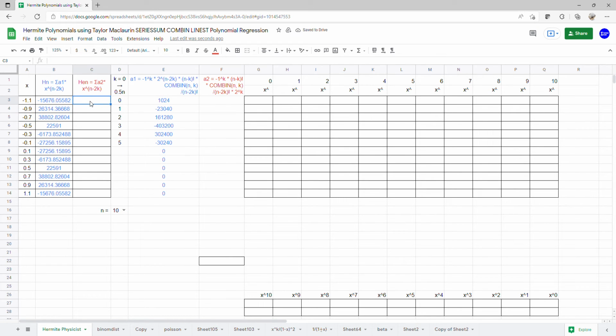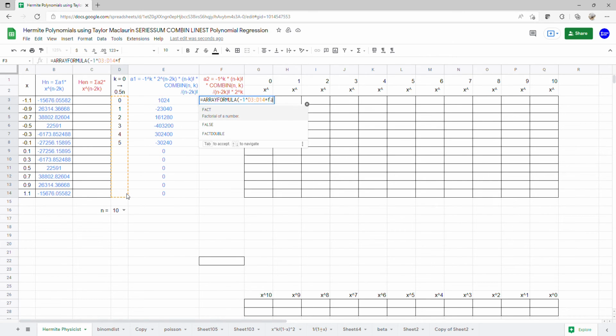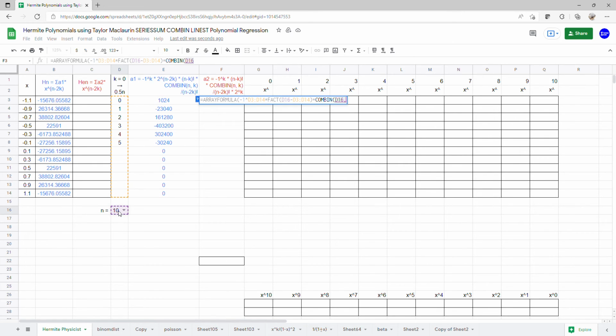Continue with the probabilist Hermite polynomials. Start with the expansion coefficient. So array formula: -1 raised to the power k times factorial n minus k. So n minus k. And the third part, let's combine n comma k. So n comma k.